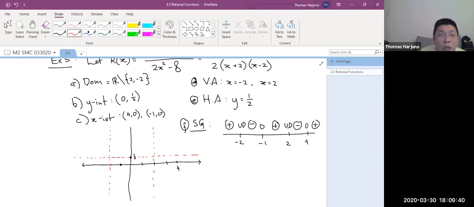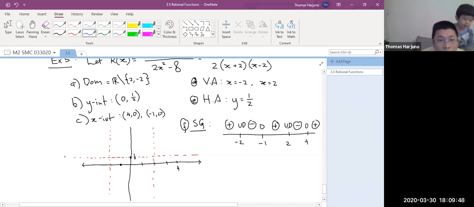Now again, what happened to the graph? Between negative infinity to negative 2 it's positive, so it's from the horizontal asymptote, and it will go up here, right? It won't go down because that way we will get an extra x-intercept and a change of sign here, which is not what we see from our sign graph. And then between negative 2 and negative 1, it's below the x-axis. Between negative 1 to 2, it's positive, above the x-axis.